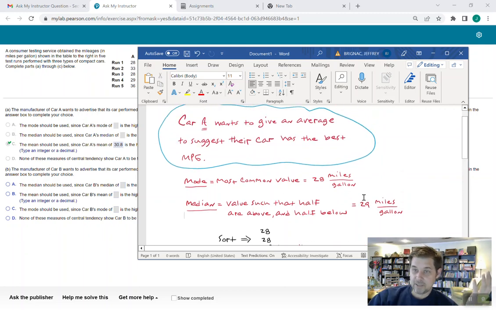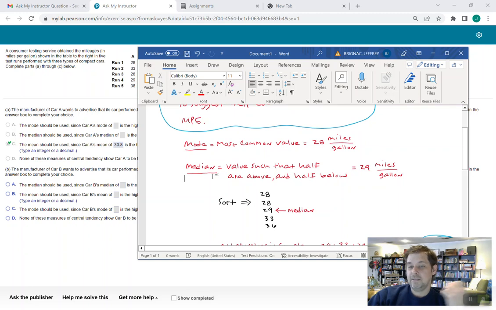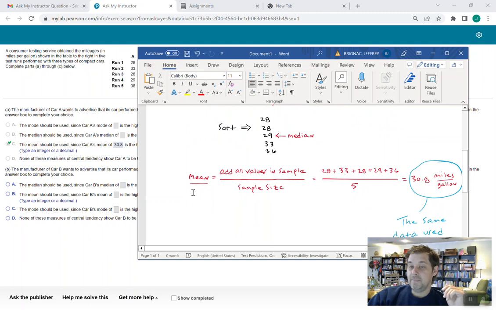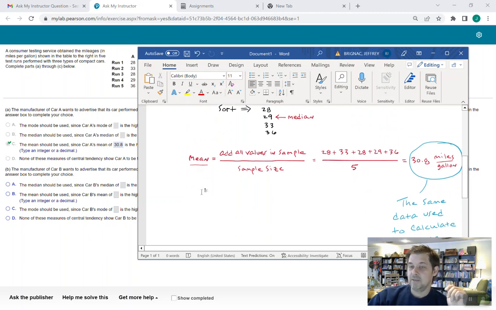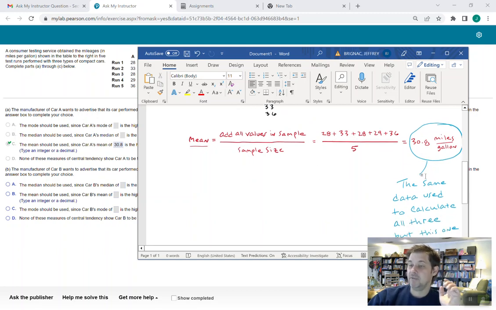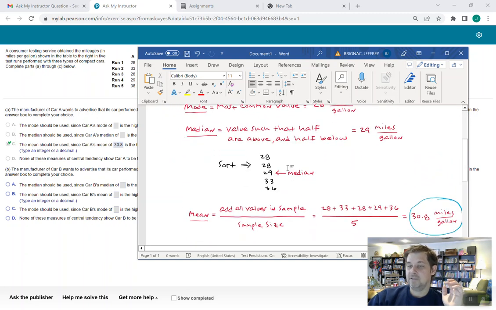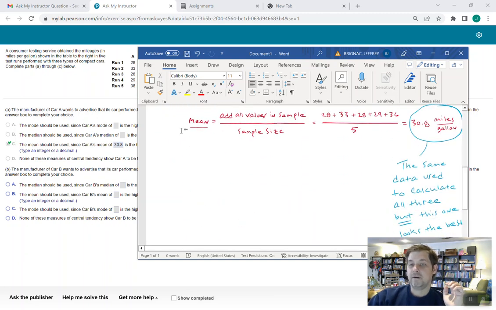So the car company A could honestly say, our car has a median gas mileage of 29 miles per gallon. Last, the mean. Here's how you calculate the mean. You add all the values in the sample and you divide by the sample size. So we had all these numbers in our data: 28, 33, 28, 29, 36. Those are 5 numbers, so we divide by 5 and we get 30.8 miles per gallon. So car company A could suggest that our car has a mean gas mileage of 30.8 miles per gallon.